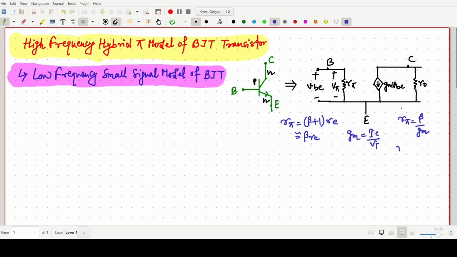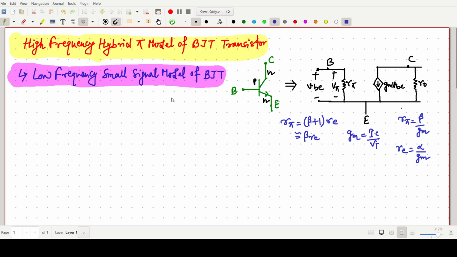I have already covered all these things in my earlier video lecture. Re equals alpha by gm. We have to know all these formulas because these are very important. So this is all about the small signal model of a simple BJT transistor. Now we have to move to the hybrid pi model.